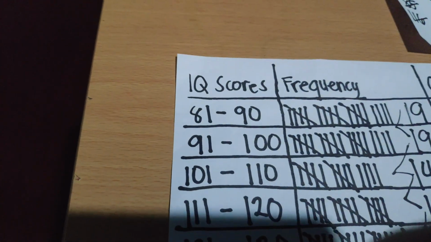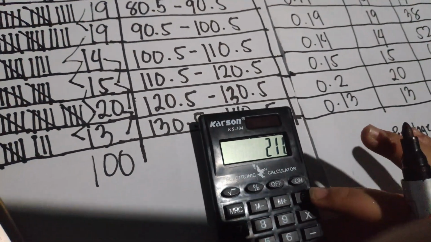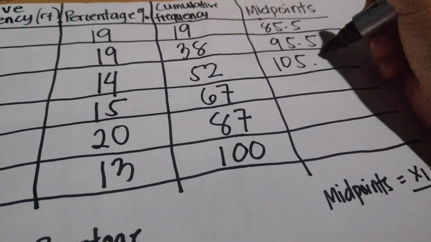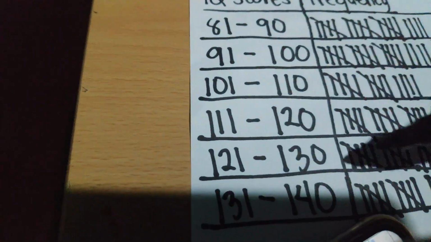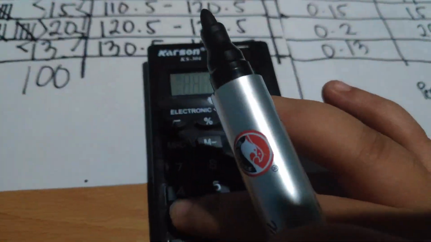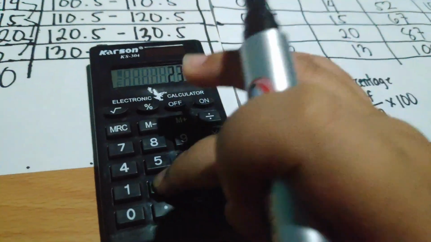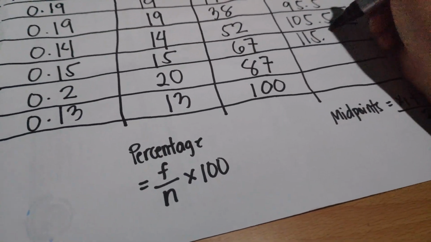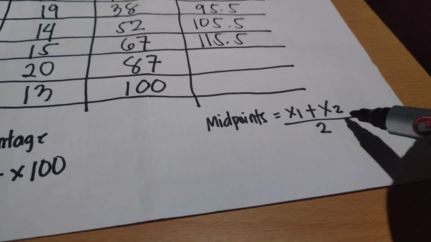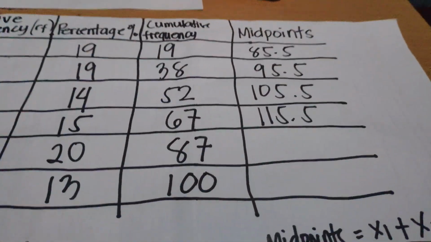Next class, the 101 plus 110 equals 211. Then divide it by 2. So 105.5. Ganyan lang kadali. 111 plus 120 equals 231 divided by 2, 115.5. Then, ganyan lang guys. Basta ito yung formula x1 plus x2, or the lower limit plus upper limit, divided by 2. That's how we get the midpoints.